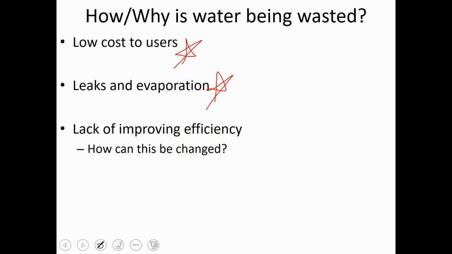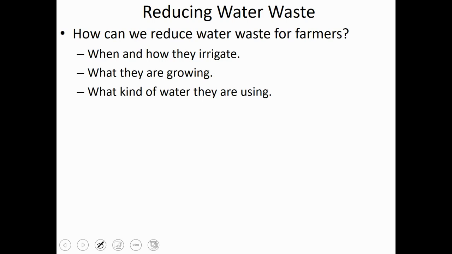And then the third thing is that lack of efficiencies. And how can that be changed? We need to subsidize the improvement of these materials that we have and these setups that we have. Okay, like farming, we need to get them using drip irrigation. How do we do that? Well, we have to subsidize it because it's really expensive.